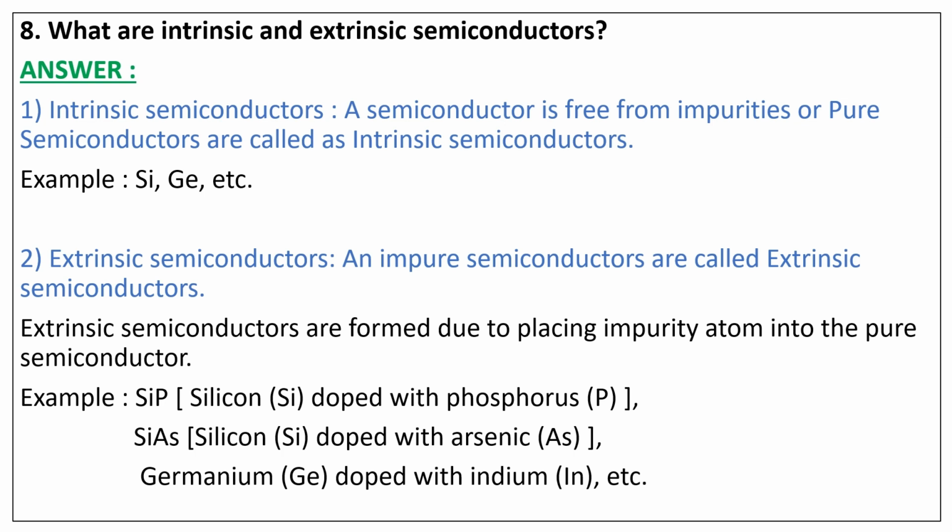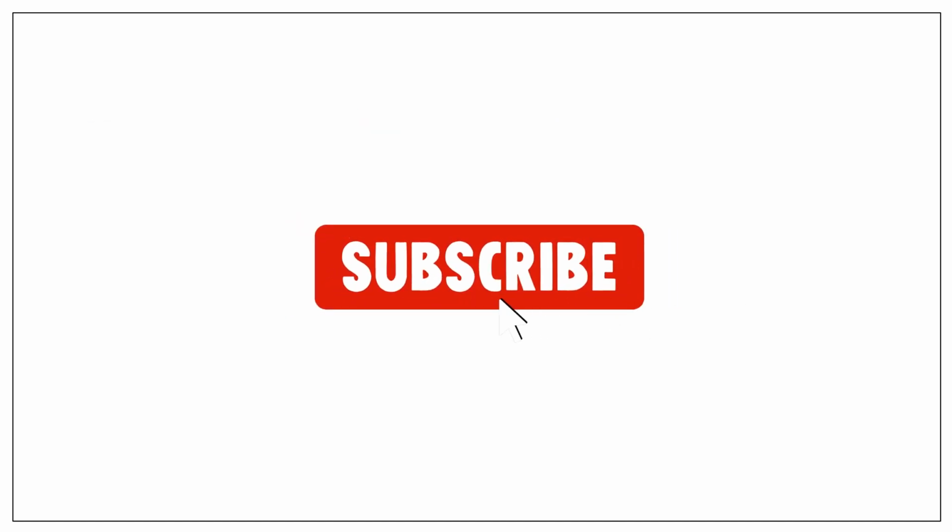Example, Si-P, silicon, Si, doped with phosphorus, P. Si-As, silicon, Si, doped with arsenic, As. Germanium, Ge, doped with indium, In, etc. This ends the 2 marks questions with answers of Model Question Paper 2.